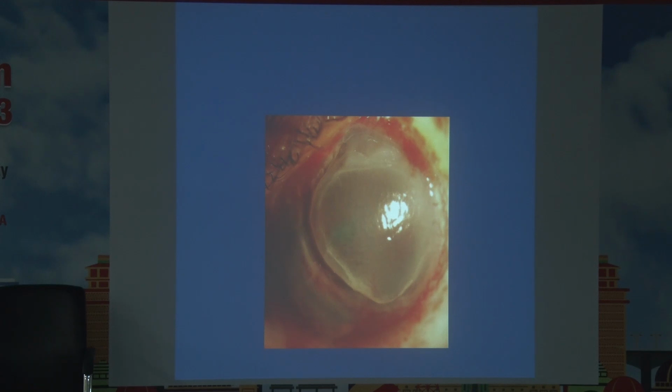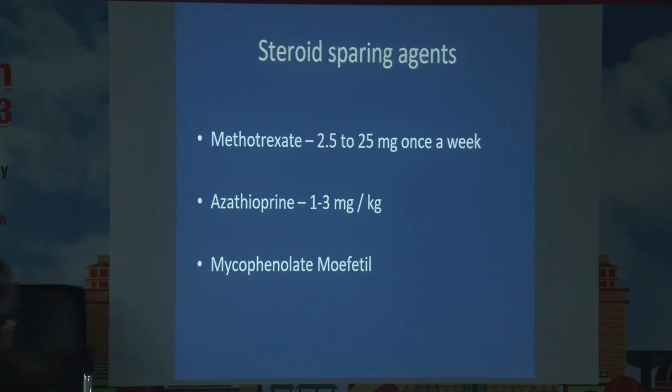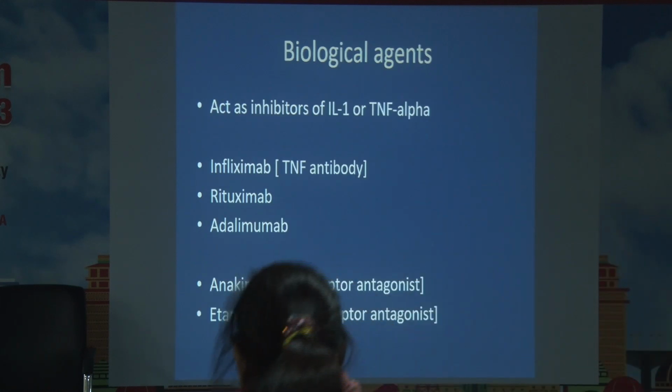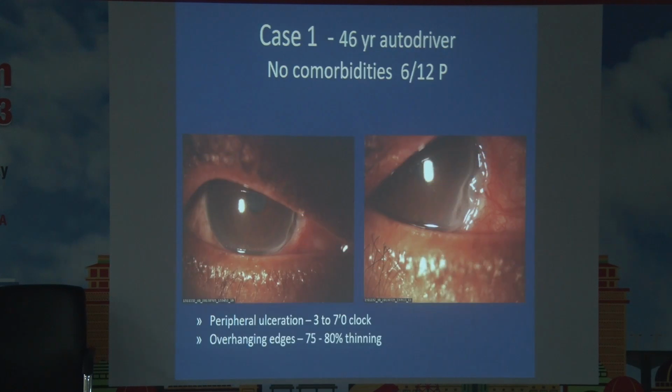So both Mooren's and PUK can actually rip across the cornea like this in certain situations. I'm not going into the details now, but in very severe forms of disease, you can use the biological agents like infliximab, rituximab, and adalimumab. So I'll just take two examples.